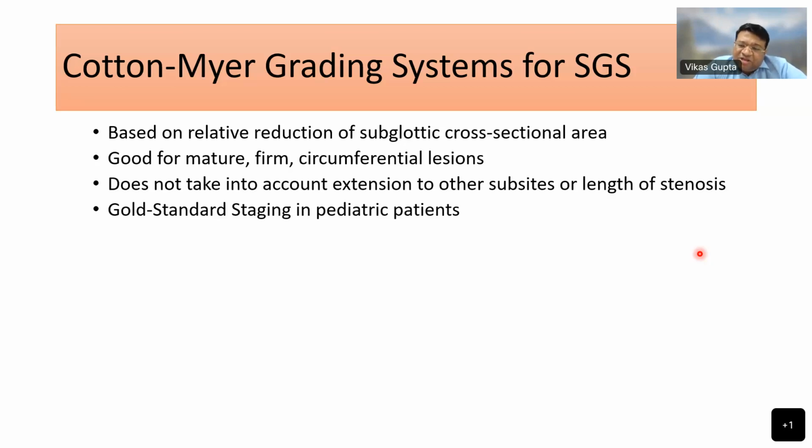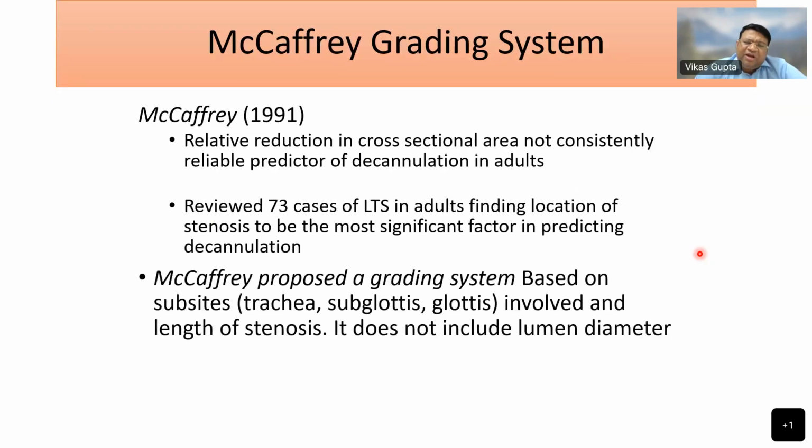If there is glottic stenosis along with the subglottic stenosis, it will only consider the lumen which is available for air to pass through. But it is the gold standard in pediatric patients, and it is the most common grading system used by most of the authors.